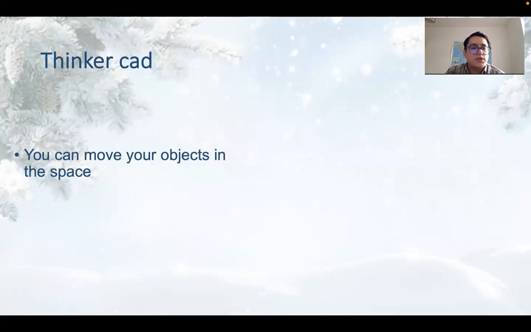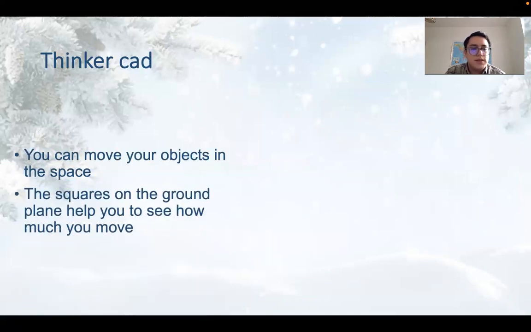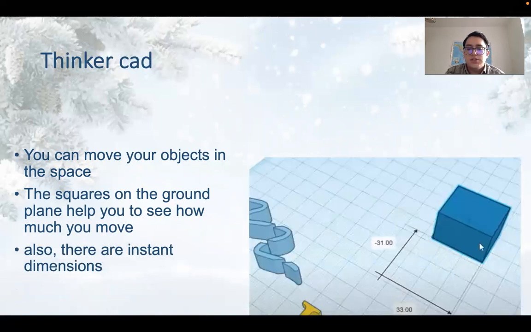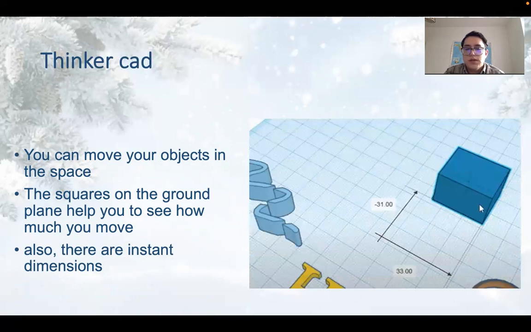You can move your objects in the space. The squares on the ground plane help you to see how much you move. Also, there are instant dimensions. So when you want to move, it will show you how much you are moving. So it's very useful. So you know, okay, I just need 31 millimeters or centimeters to move, or 33 centimeters to right or left. It will show you the position in the grid lines.